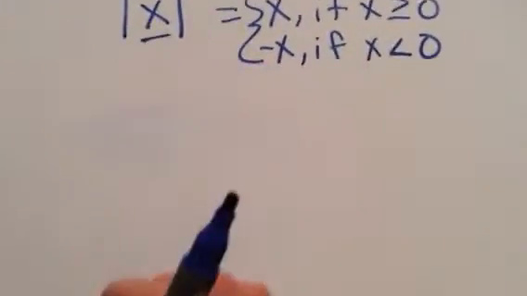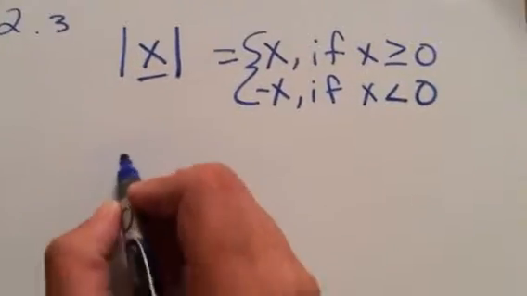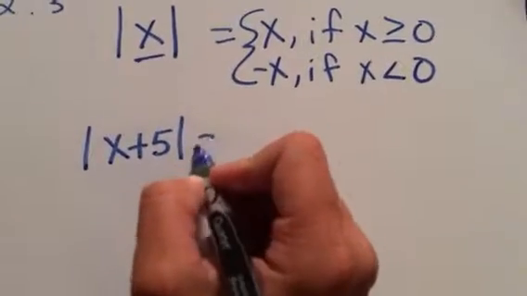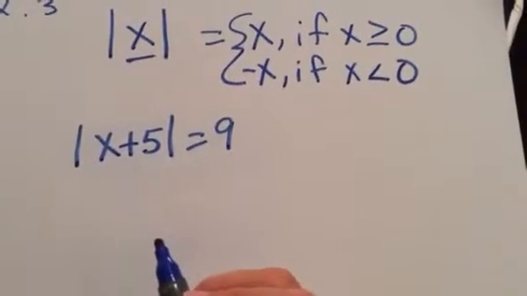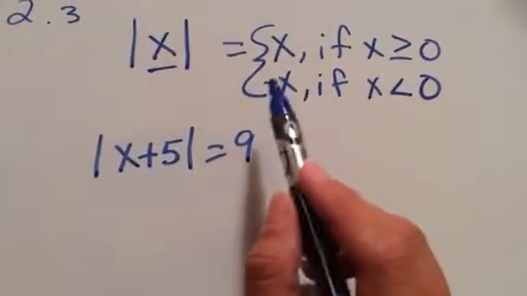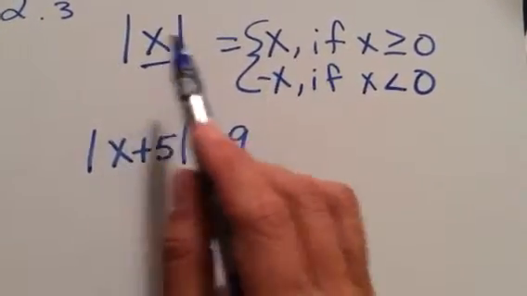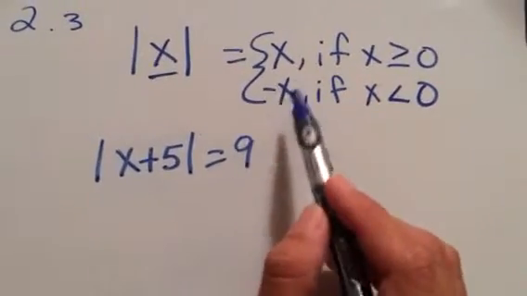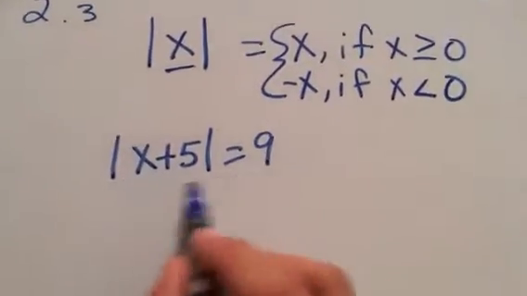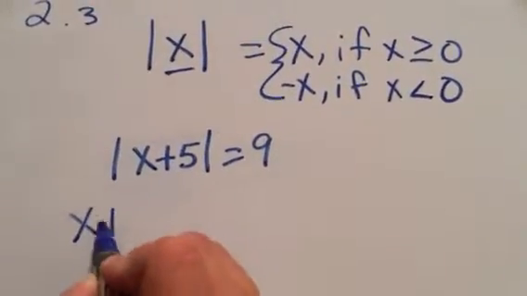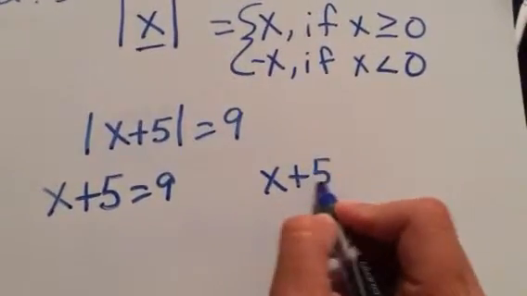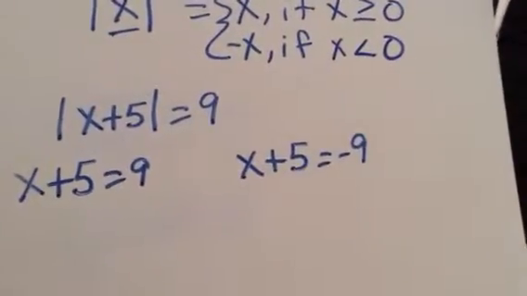Okay, so when we have an equation, in order to be able to work that out, we have to work this two different ways so that we can check it, so that we can do the answer for if inside the absolute value is positive and if it is negative. So what we're going to do is rewrite this equation twice. We're going to have x plus 5 equals 9 and x plus 5 equals negative 9.